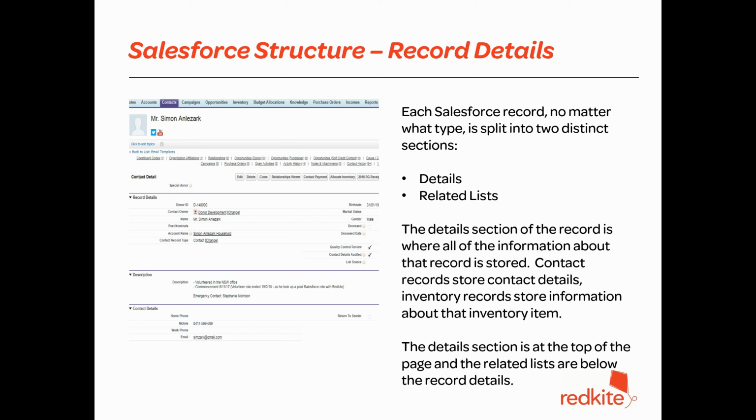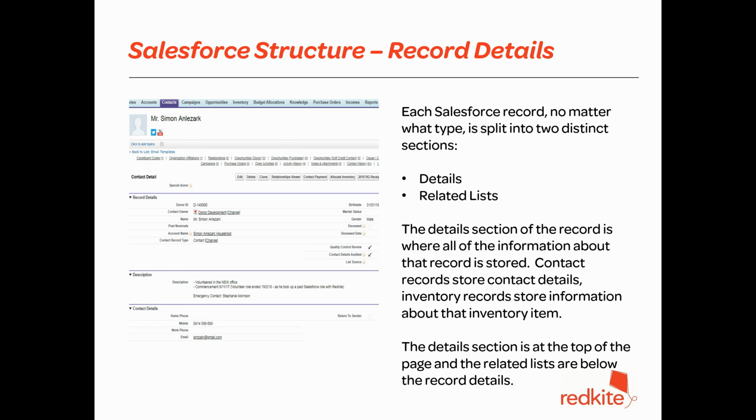The first thing you'll notice when you look at any Salesforce record is that it's divided into two sections: details and related lists. When you click on any record, up the top you'll see the details section. The details section is where you have the details about that particular record. This is a view of my contact record, and you'll see it has my birth date, my address, phone number, everything about me. That's at the top of any record.